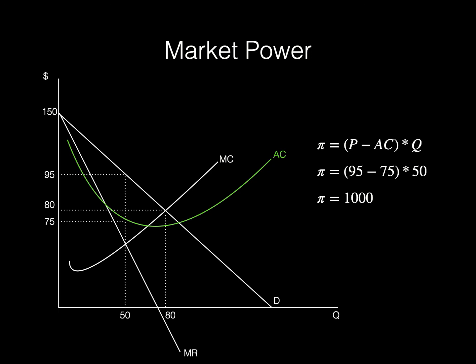At the profit maximizing quantity, is demand elastic, unit elastic, or inelastic? At the profit maximizing quantity, price elasticity of demand is elastic. The monopolist always maximizes profit in the elastic portion of the demand curve.